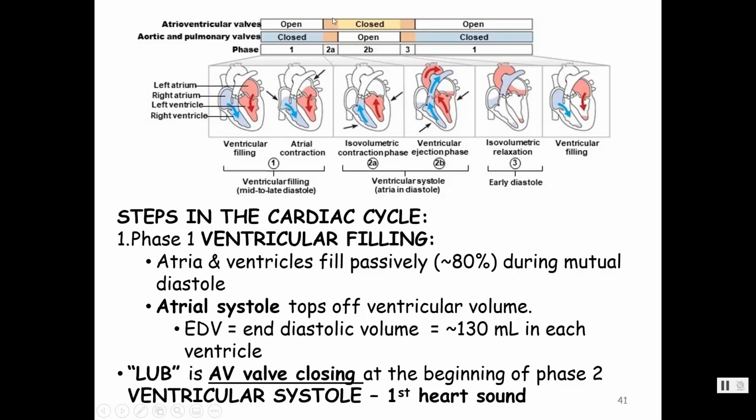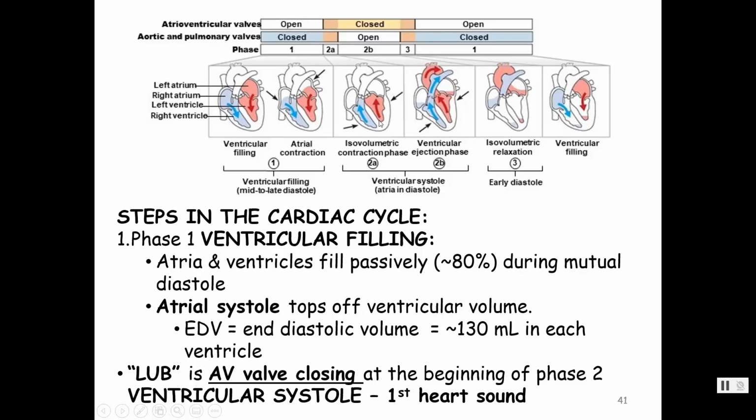So kind of pop up here. We had the atrioventricular valves open. We had filling of the ventricles. The atria contracted and topped off that volume. So we have about 130 mils, so end diastolic volume. When the ventricles contract at this moment, both the atrioventricular valves and the semilunar valves are closed. And that's what this little 2A is showing you.